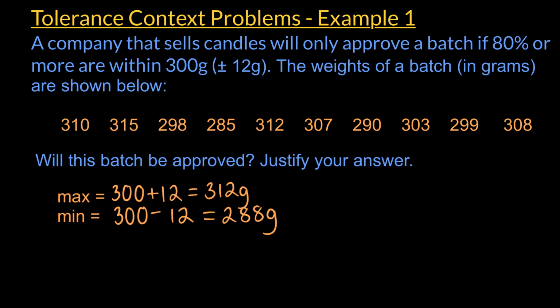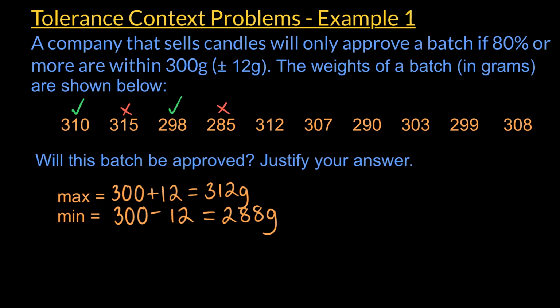And we're going to go through each of these 10 candles that are up here, and we're going to make a decision about whether or not they would be accepted and approved for sale. So the first one is 310, which is acceptable. The second one is too big because it's bigger than 312. The next one, 298, is acceptable. The fourth one, though, is too small. It doesn't weigh enough because our lower limit is 288 grams. We can put a cross next to that one.